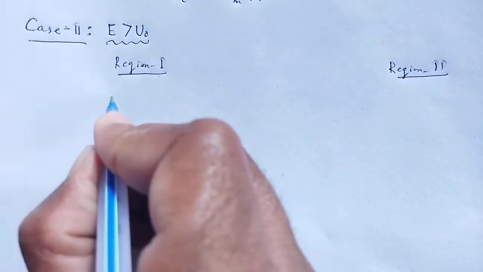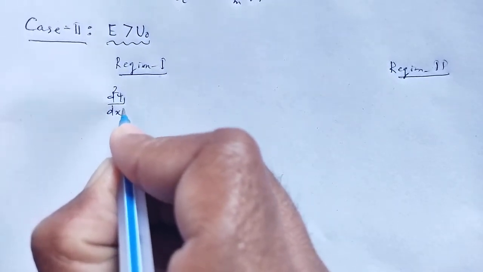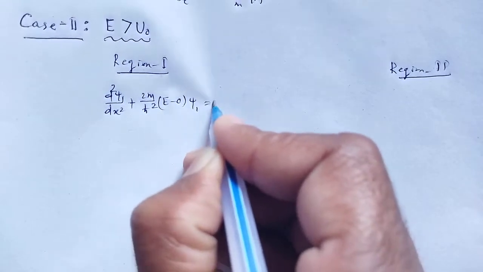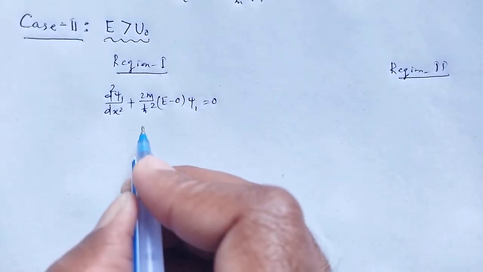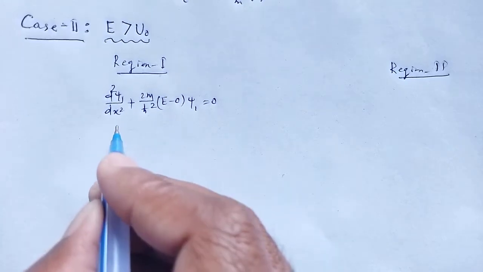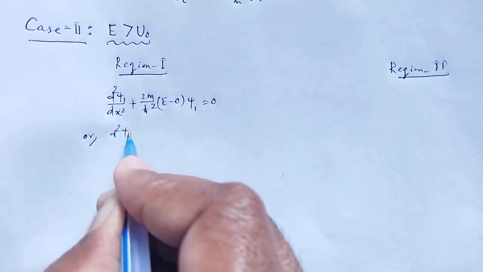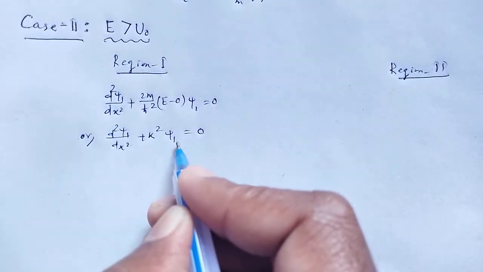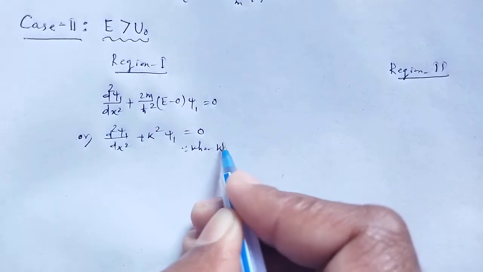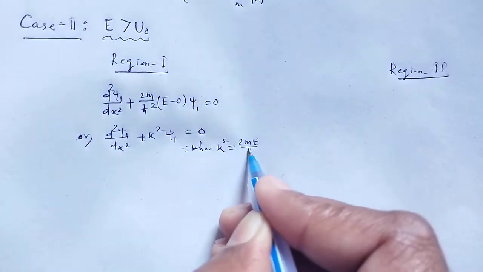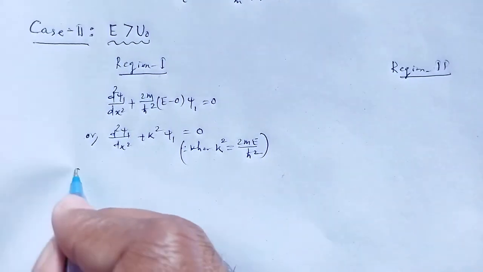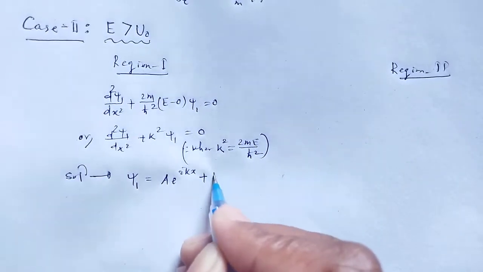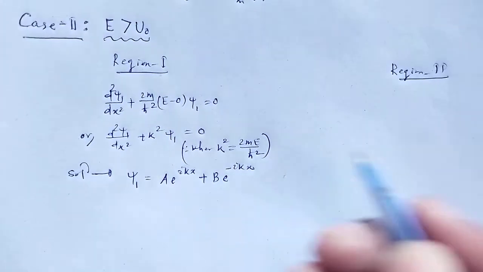In region 1, that is d²ψ1/dx² plus 2m/ħ² (E minus 0) ψ1 is equal to 0. Here the potential is 0, just same pattern we have to follow. Or d²ψ1/dx² plus k²ψ1 is equal to 0, where k² is equal to 2mE divided by ħ². The general solution, same thing, ψ1 is equal to A e to the power ikx plus B e to the power minus ikx.